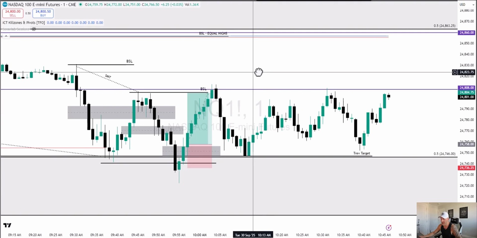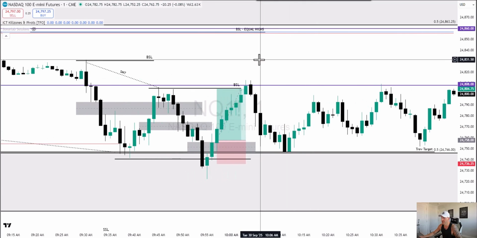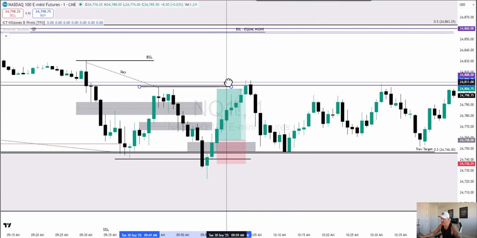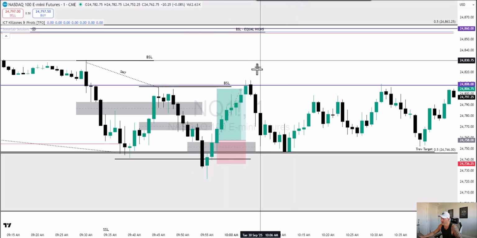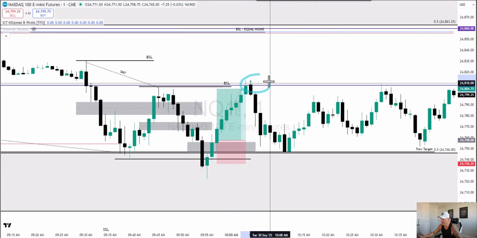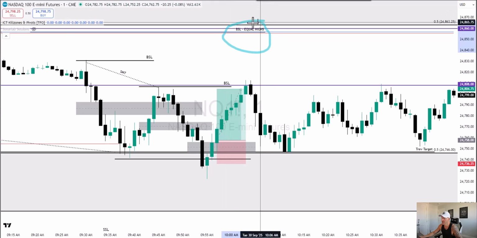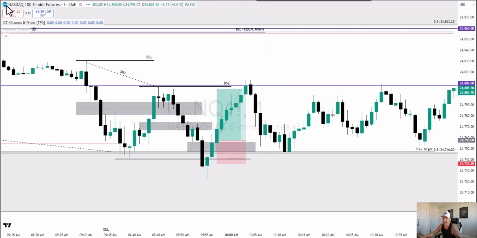I was scaling out, and I was actually going to add back into this position. I was waiting to see if this level would get invalidated. This one right here. And we didn't. We obviously held it perfectly, right? But I was waiting to see if we had an invalidation of that level because I was going to add into my position and try and run it up to these equal highs right here. So, obviously I didn't get the add.